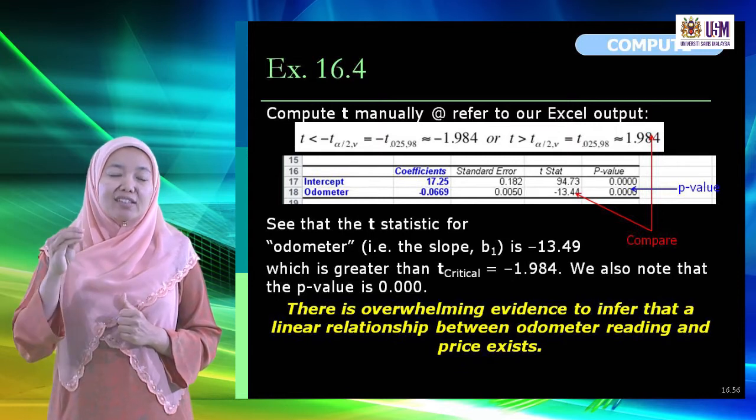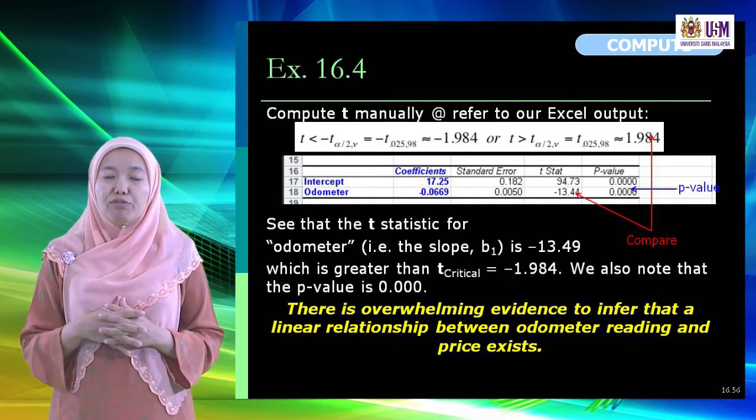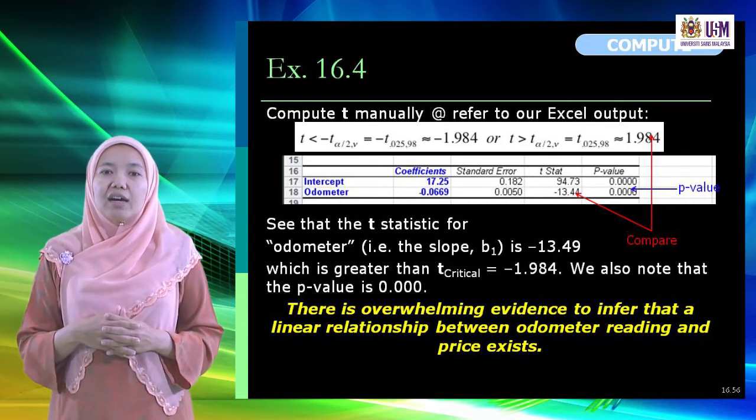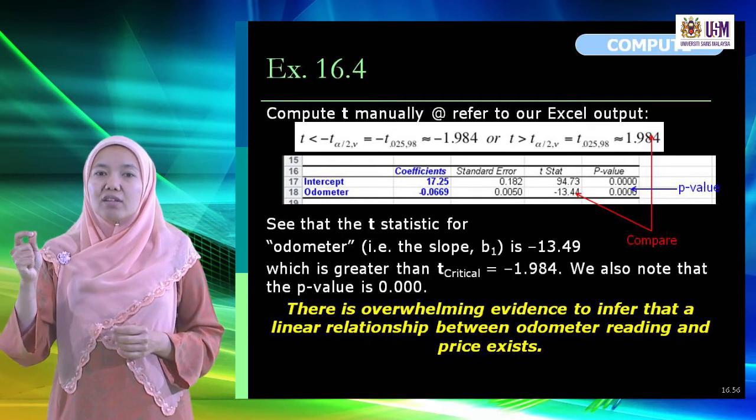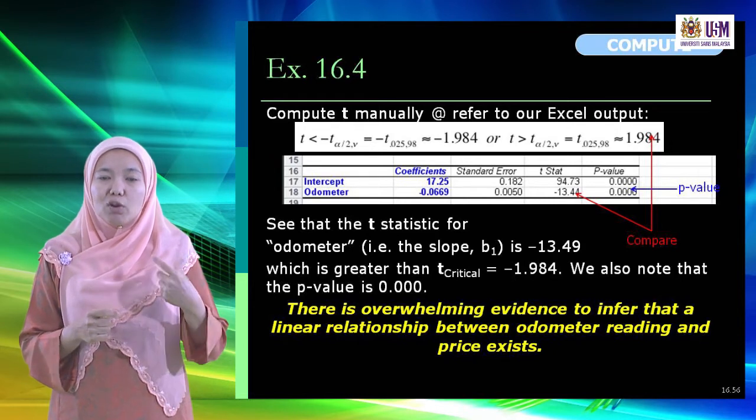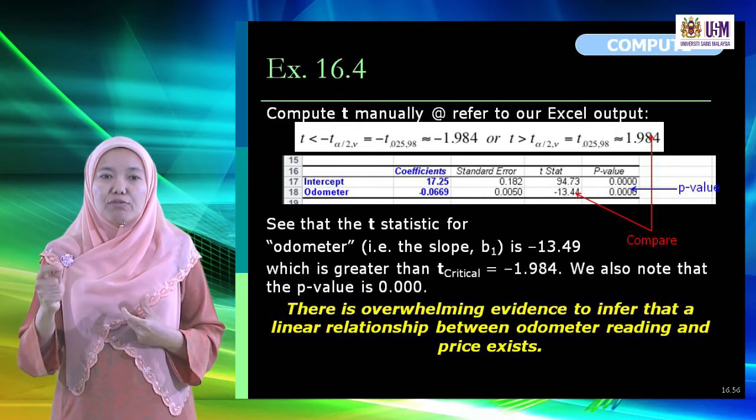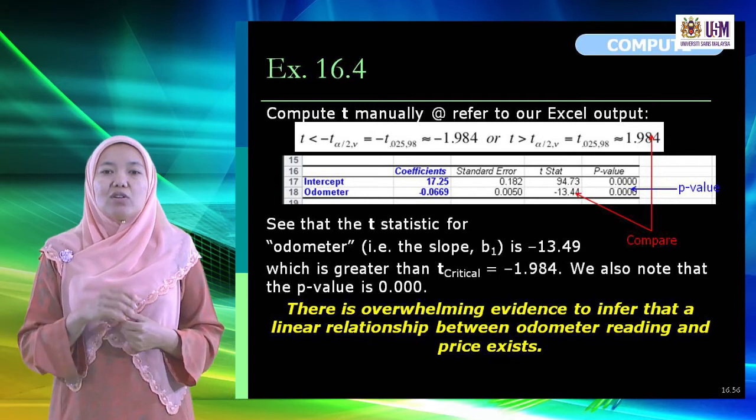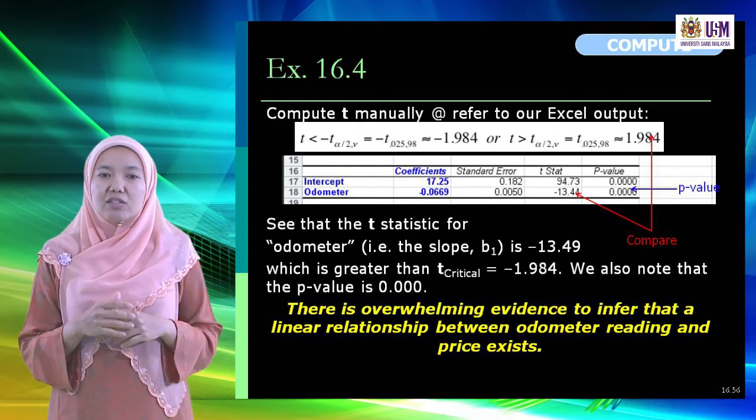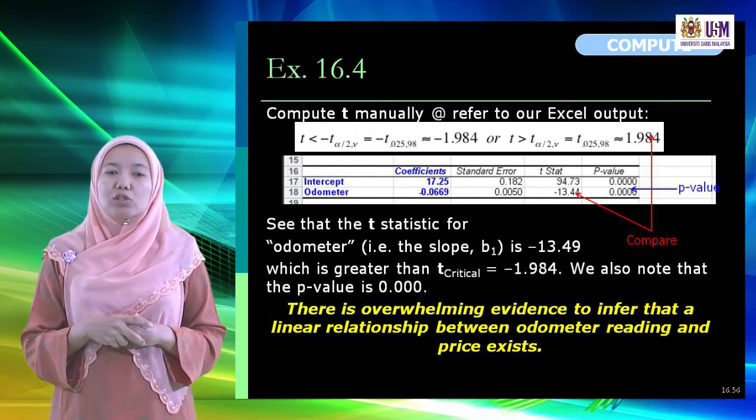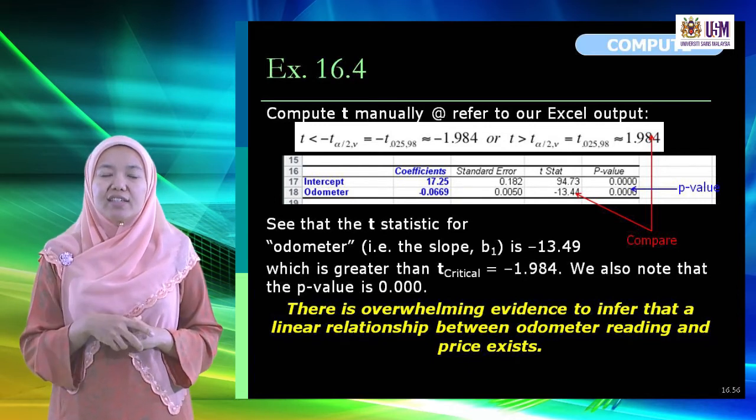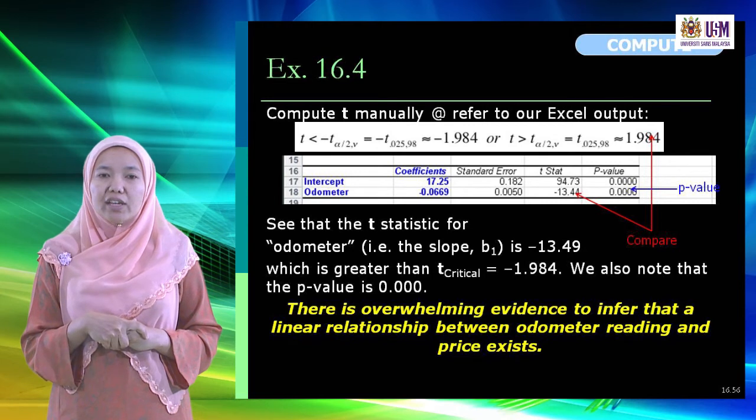Compare this test statistic value, negative 13.44, with the critical value that you already determined in step 2 just now, which is negative 1.984. So the test statistic for the odometer slope, or B1, is negative 13.49. This is less than the negative 1.984 critical value, and the probability is 0.000. Because of that, you can make a decision.